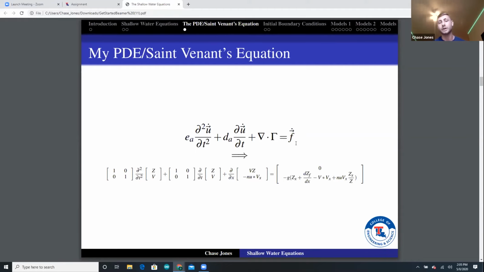This F vector here is a vector field, and it is 2 by 1 as well, and it's denoted as this matrix. This term here, we'll discuss a little bit later, and we'll try to break down exactly what that external force is.